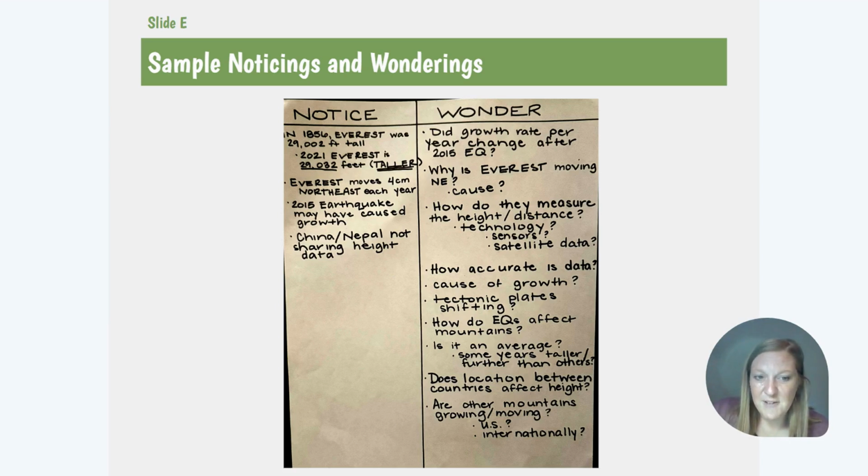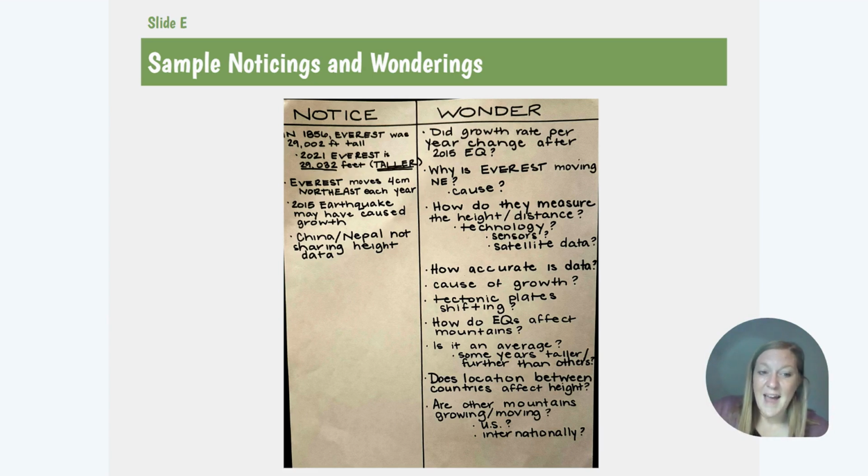Then we're kind of wondering, like, how can an earthquake cause this thing to happen? And then we're looking at, did the growth rate per year change after the earthquake? Why is Everest moving to the northeast? How come it's not south or just east? And then how do they measure the height or distance? Like what technology do they use? Sensors? How is it that these GPS things work? Can they use satellite data?